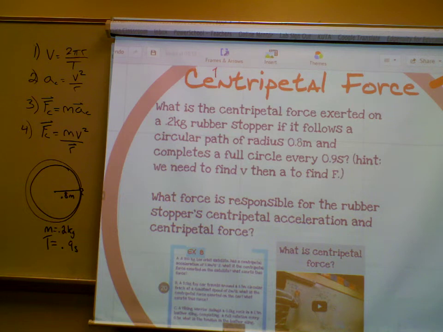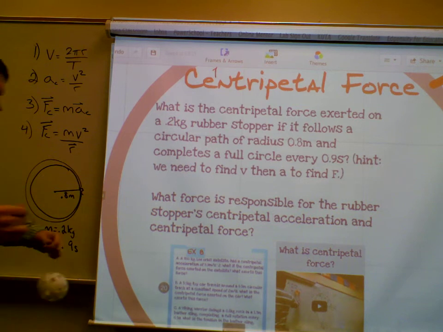Okay. Now, what keeps this rubber stopper going in a circle? The string. Okay. What do you mean by the string, Caleb? The tension of the string. Perfect. So the last question we can really answer first: what force is responsible for the rubber stopper's centripetal acceleration?